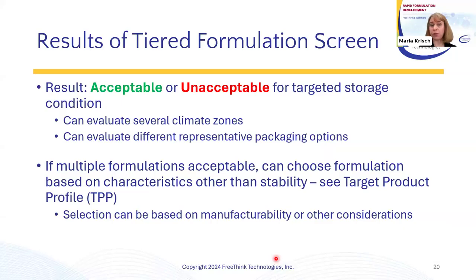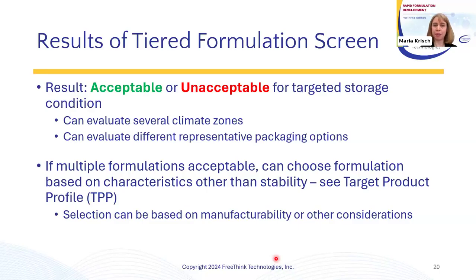So if you need several things, once you have a model, you can actually evaluate different climate zones that have different temperatures, different external RHs. You can also evaluate different representative packaging options. Again, the major role of packaging is to modulate the internal RH. So if you have RH as a variable in your model, you can understand the impact of packaging.